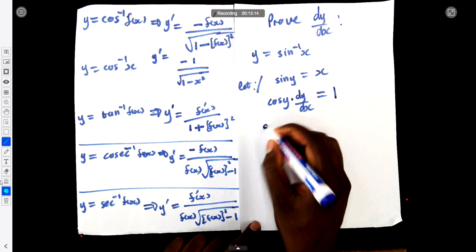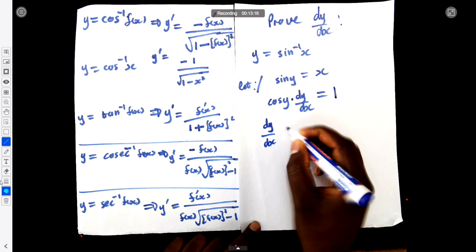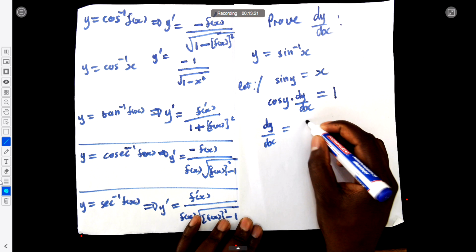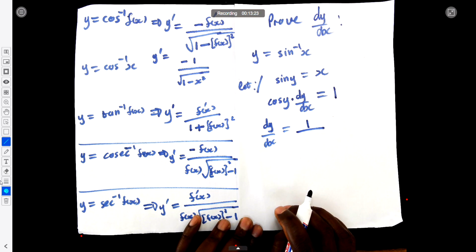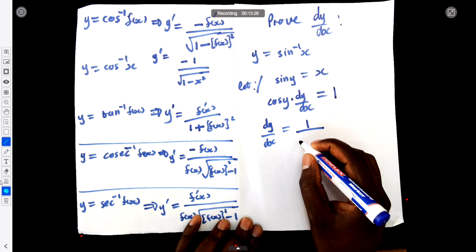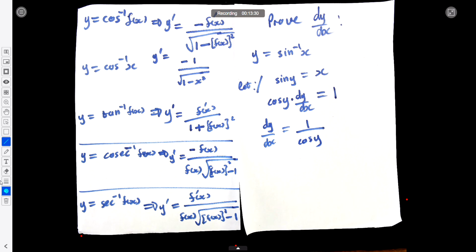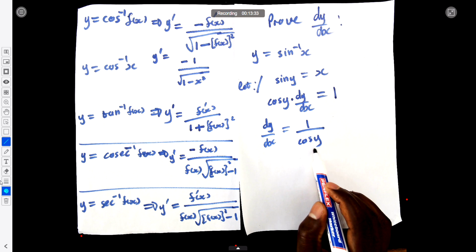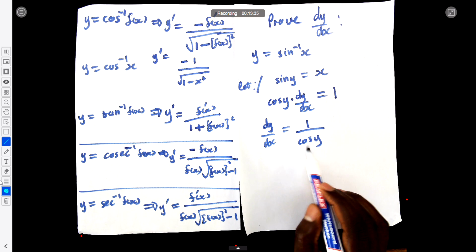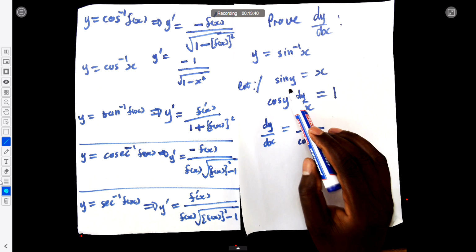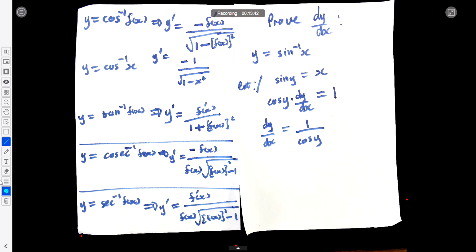When we're done, we need to make dy over dx the subject of the formula. Divide both sides by cos y, so we'll have 1 over cos y. But we're not done, because the derivative is in terms of y. We must make sure we express it in terms of x. We know that x equals sine y. We need to replace cos y and express it in terms of x. How will we do that?